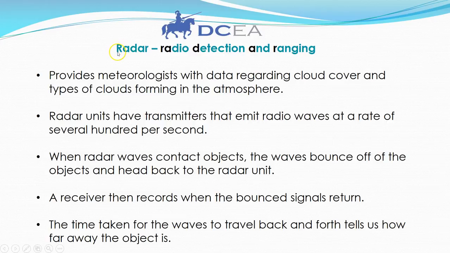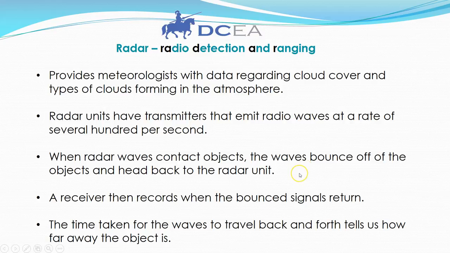Our first definition, radar. Radar comes from radio detection and ranging. Radar provides meteorologists with data regarding cloud cover and types of clouds forming in the atmosphere. Radar units have transmitters that emit radio waves at a rate of several hundred per second. When radio waves contact objects, the waves bounce off of the objects and hit back to the radar unit.